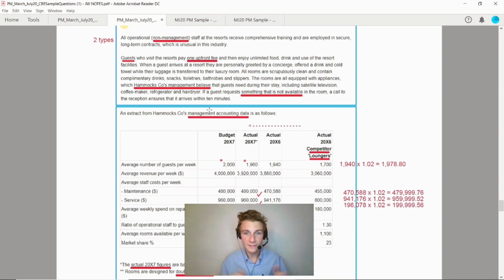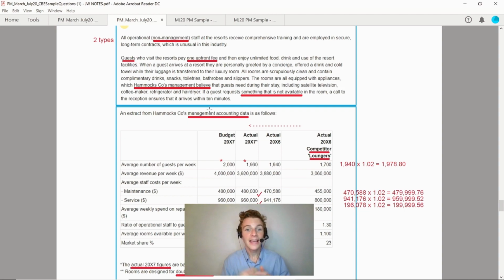The rooms are all equipped with appliances which Hammock Co's management believe, so I underlined that. I went, well, hang on, that's what the management believe. What do the actual customers think? So that was another trigger within here to say, something doesn't quite sound right with that comment, and I can use it to my advantage later on when I get to the answers. That guests during their stay, including satellite television, coffee maker, refrigerator, and hairdryer. To which I'm thinking, well, yes, they are nice things to have in a room, but are they at the same level of the luxury aspects that maybe the customers expect? We'll have to keep reading on.